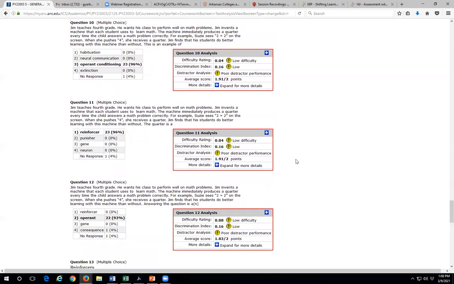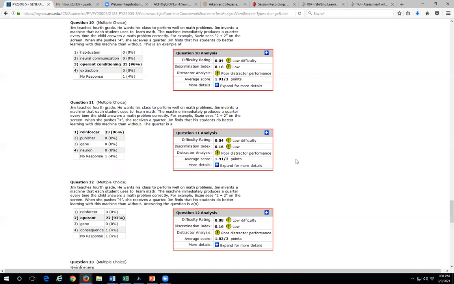Jim teaches 4th grade. He wants his class to perform well on math problems. Jim invents a machine that each student uses to learn math. The machine immediately produces a quarter every time a child answers a math question correctly. For example, Susie sees 2 plus 2 on the screen. When she pushes 4, she receives a quarter. Jim finds that his students do better learning with this machine than without. That's just a textbook example of operant conditioning.